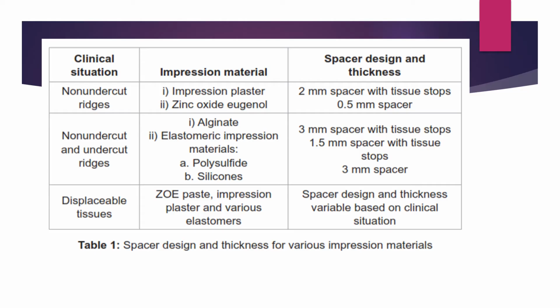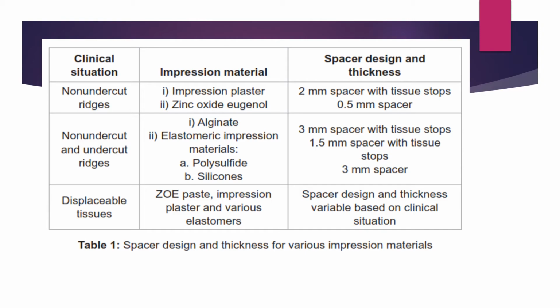In this table, it represents various spacer designs and thicknesses for various impression materials. So coming to some clinical situations, first one is non-undercut ridges. The impression plaster as well as zinc oxide eugenol is used as impression material, and the spacer design and thickness is a 2 mm spacer with tissue stops and 0.5 mm spacer. For non-undercut and undercut ridges, alginate and elastomer impression materials like polysulfide and silicones are used. For alginate, it is a 3 mm spacer with tissue stops, for polysulfide, it is a 1.5 mm spacer with tissue stops, and for silicones, a 3 mm spacer.